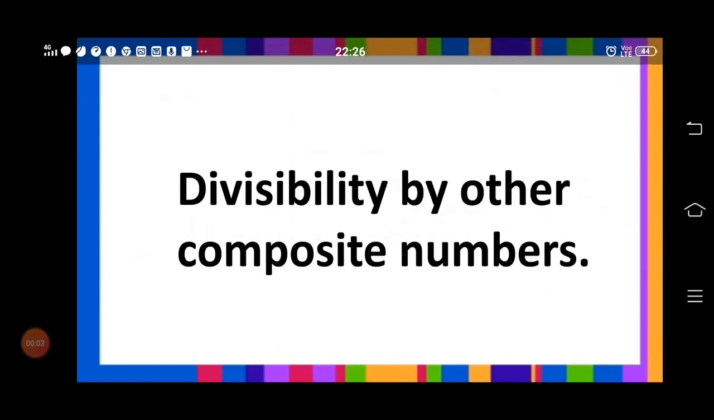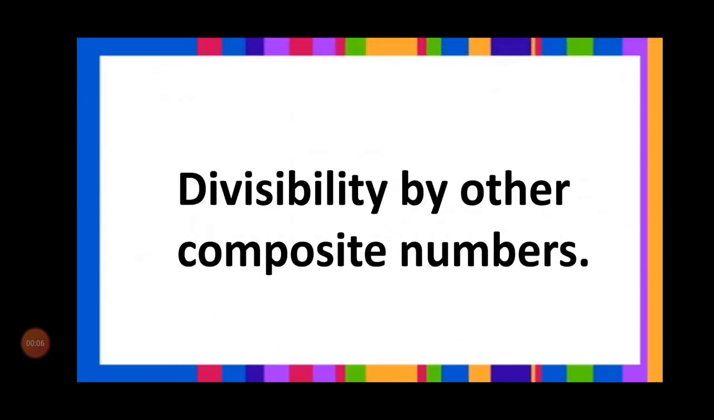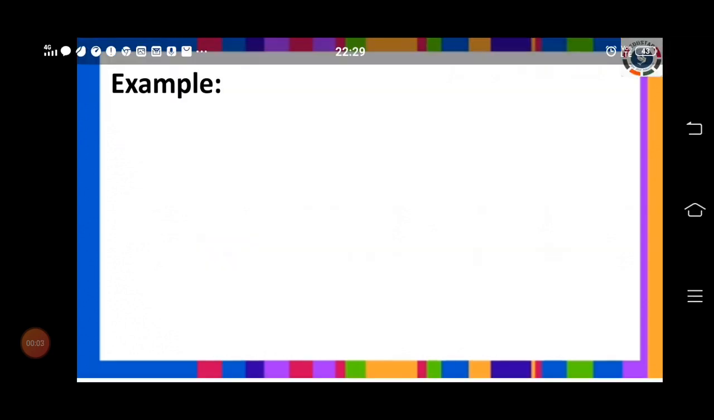Next, we are going to study divisibility by other composite numbers. Today we have studied divisibility by 2, 3, 4, 5, 6, 8, 9, 10, 11 and so on. Suppose it is more than that, 12, 14, 15, 18, these are all composite numbers. If they ask how we can find whether the given number is divisible by that number or not, we are going to check. Okay, so I am going to explain through an example.